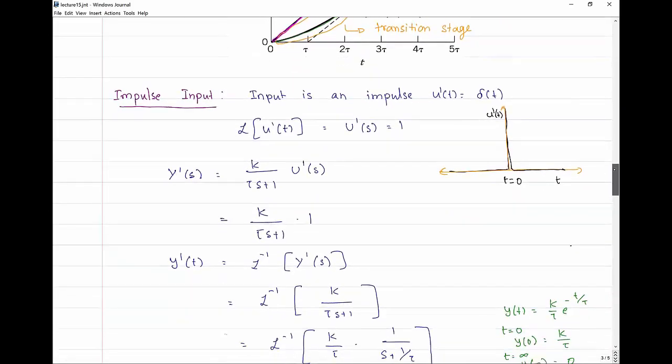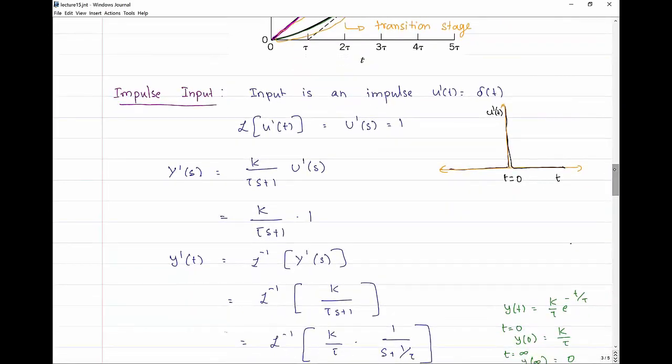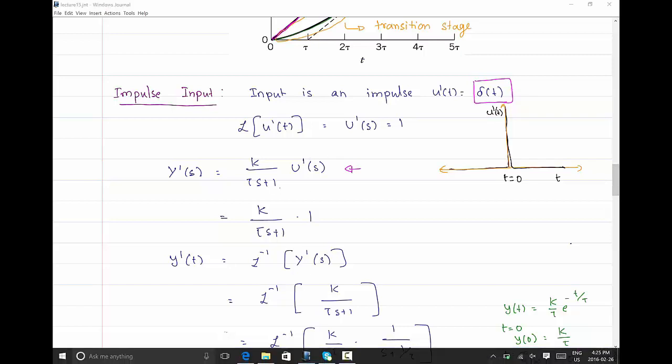Now let's consider how first order systems respond to impulse inputs. Impulse inputs are represented by the Dirac delta function, as you all know, and the Laplace transform of a Dirac delta function is simply 1. And therefore, the output of a first order transfer function to an impulse input can easily be obtained by multiplying the transfer function with the input Laplace transform.